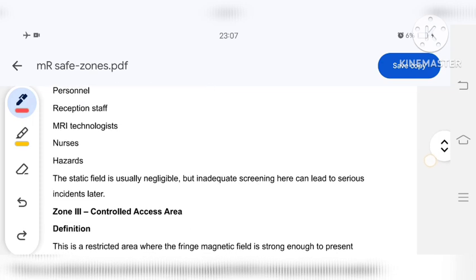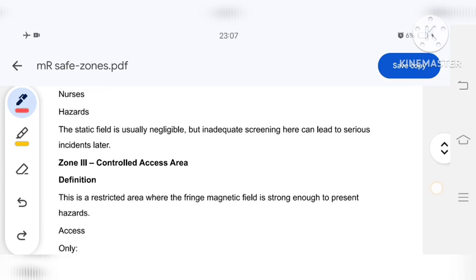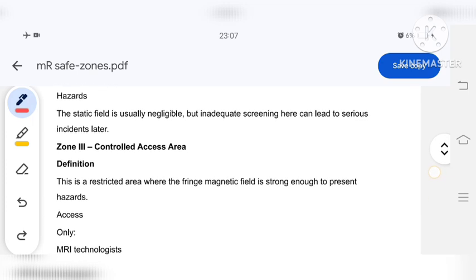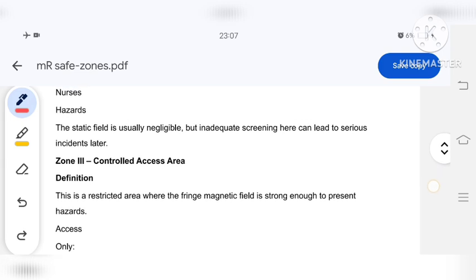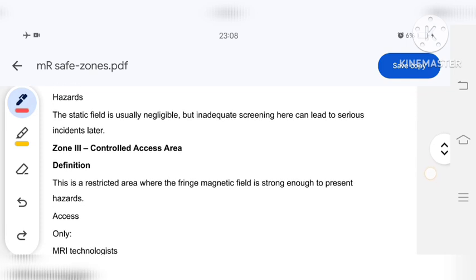Hazards: the static magnetic field is usually negligible, but inadequate screening here can lead to a serious incident later. This is actually the preparation zone before going to the main magnetic field region.